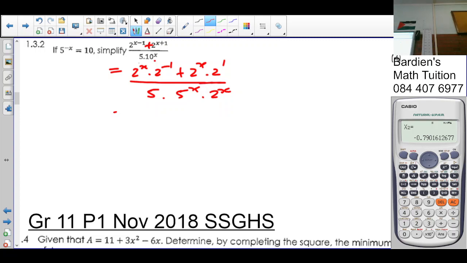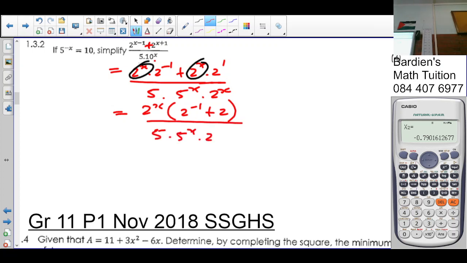What you should note now is that 2 to the x is a common factor. Can you see that? So you have 2 to the x, and what are we left with? 2 to the minus 1 plus 2 to the 1, over 5 to the x times 2 to the x. So that cancels. Then what are we left with? The result is 2. Now you see 5 to the x in the denominator. I'm going to leave it there for now. What I'm going to do is sort out my numbers here.